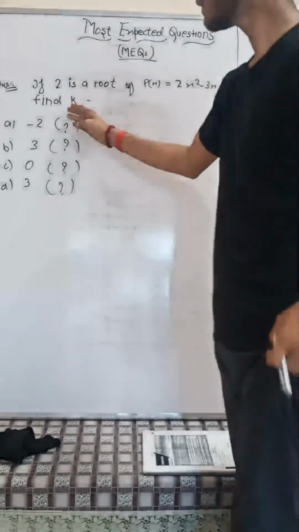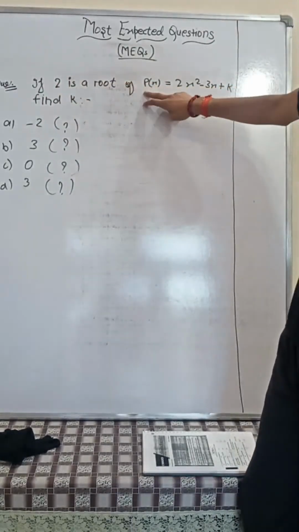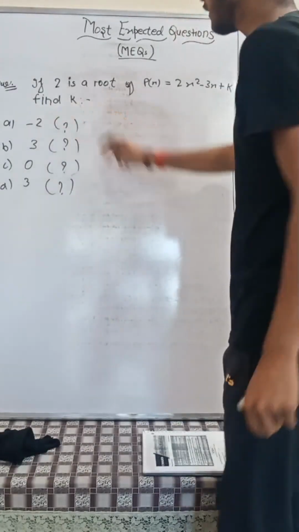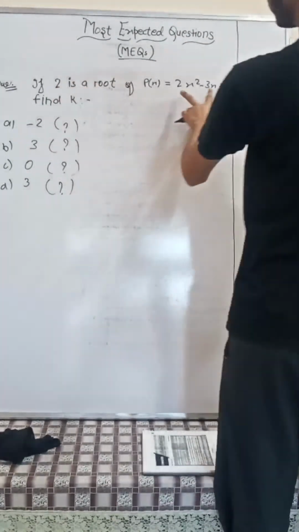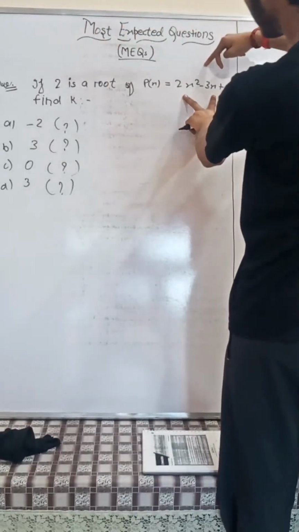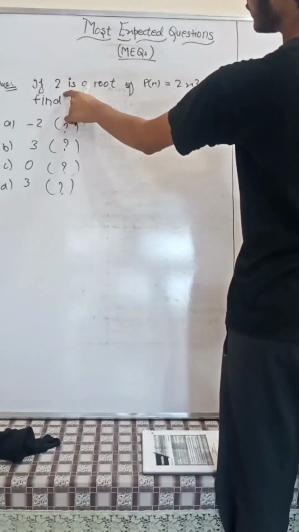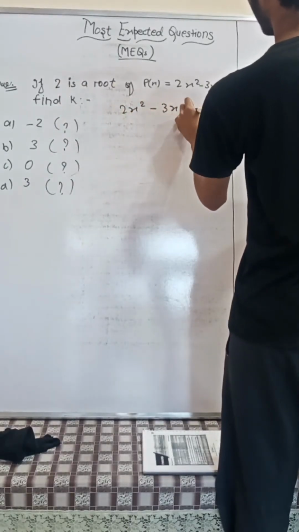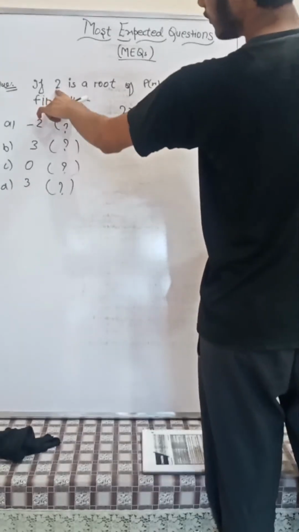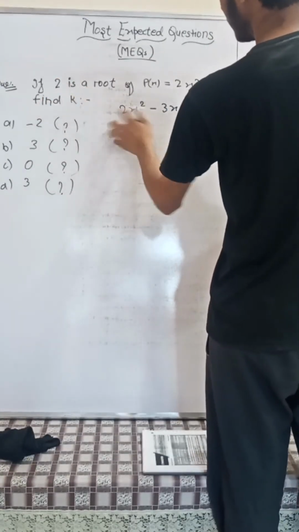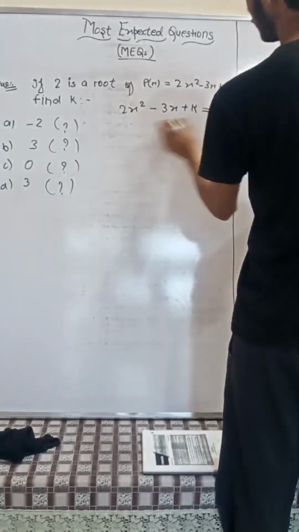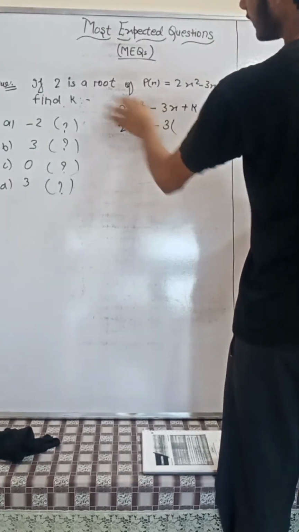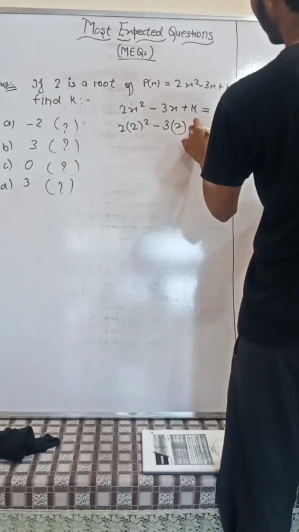Now second question here, asking if 2 is a root of polynomial 2x square minus 3x plus k, then find the value of k. Here 2 is a root of this polynomial, then this root is satisfied here. Let's put this 2 here. For this equation, the value of x is 2. Now put the value of x here, and then this equal to 0. 2 times 2 square minus 3 times 2 plus k.